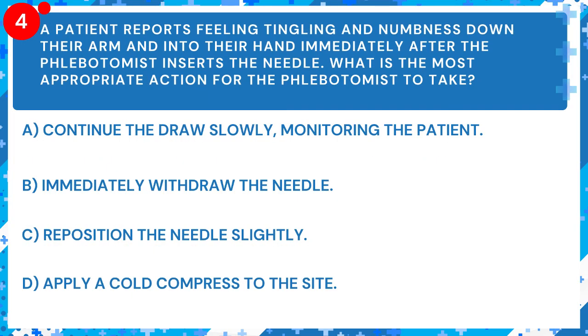Question 4. A patient reports feeling tingling and numbness down their arm and into their hand immediately after the phlebotomist inserts the needle. What is the most appropriate action for the phlebotomist to take? A. Continue the draw slowly, monitoring the patient. B. Immediately withdraw the needle. C. Reposition the needle slightly. D. Apply a cold compress to the site.